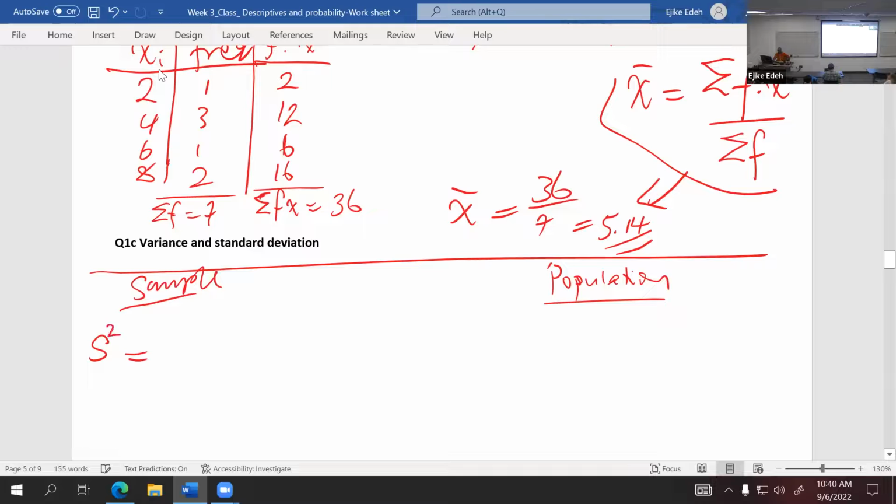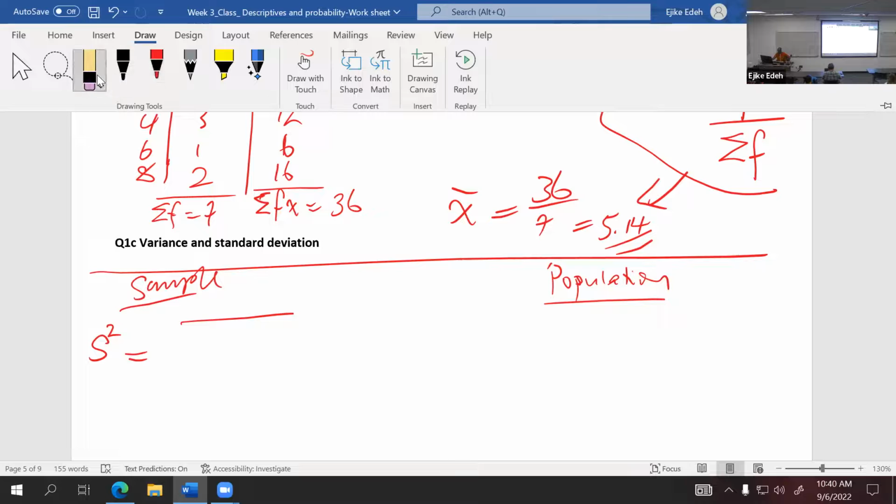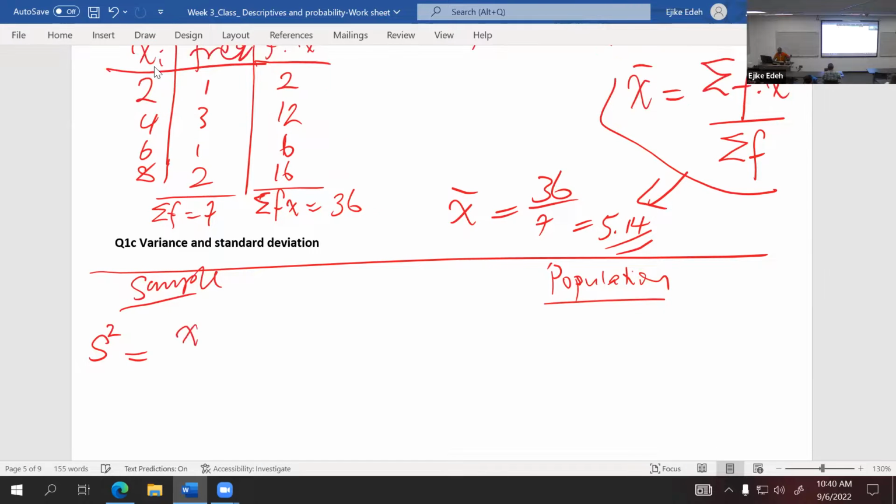It is given as this symbol, right? And it is the data minus the mean, squared, divided by n minus 1. Okay, so this is where those differences come in.